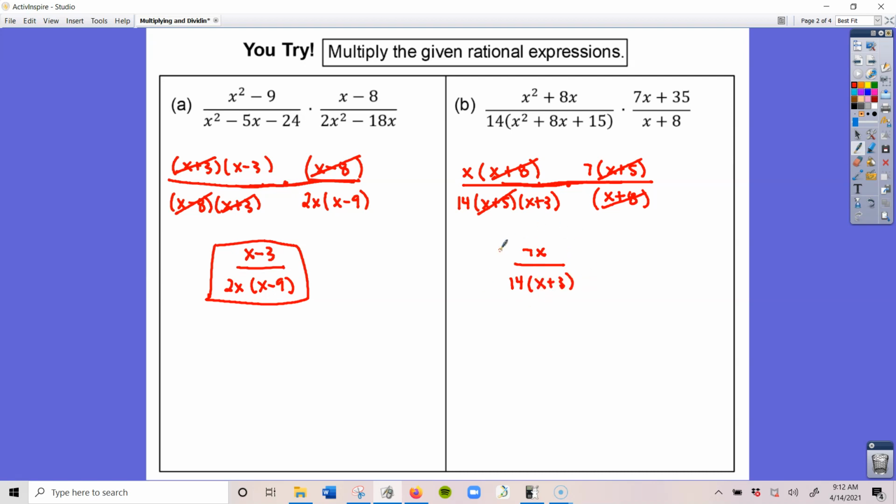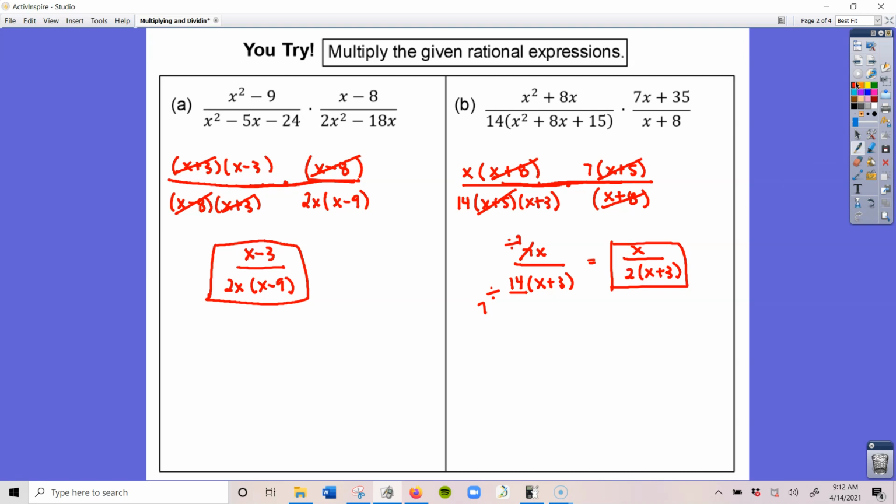But this can be further simplified because of this 7 and 14. We can simplify 7 and 14 by 7. So I can divide this 7 by 7 and divide this 14 also by 7. And so 7 divided by 7 is 1, so we're left with x over 14 divided by 7 is 2, and then x plus 3. So you always want to make sure that your answer is as simplified as possible.